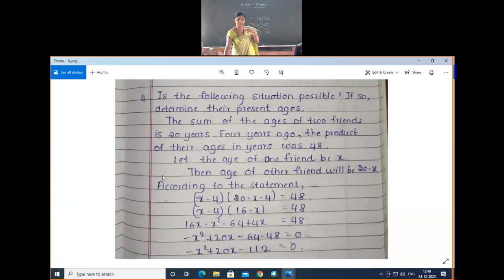Once we finish the discussion, later we'll talk. Is the following situation possible? Again the same question. So we have to see the nature of the roots, then only we can say whether it is possible or not. If so, determine their present ages. The sum of the ages of two friends is 20 years.